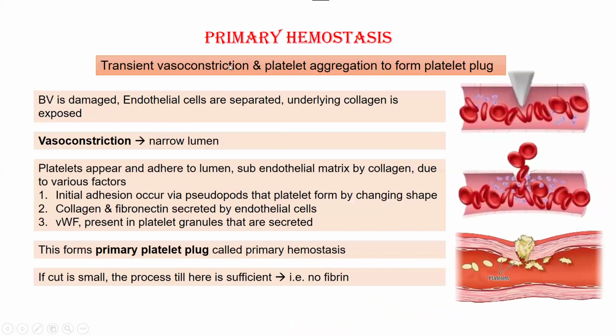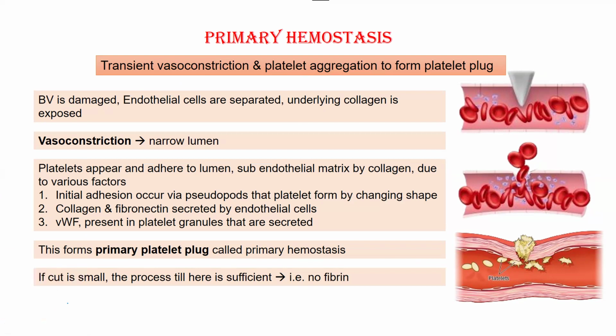First step is primary hemostasis. Basically, it is a step in which there is transient vasoconstriction and platelet aggregation is seen to form a platelet plug. What happens is that if your blood vessel is damaged, as you can see in image number 1, your blood vessel is damaged and endothelial cells are being separated.